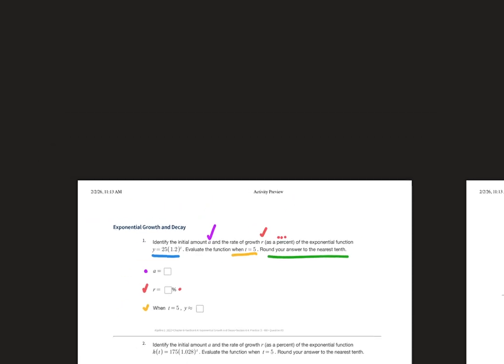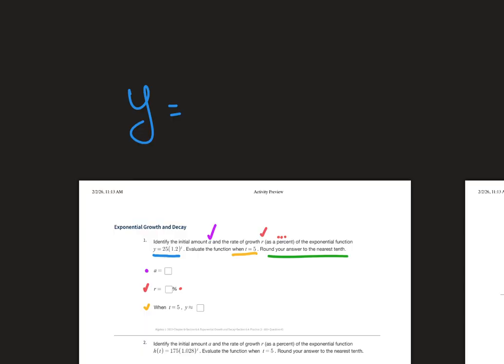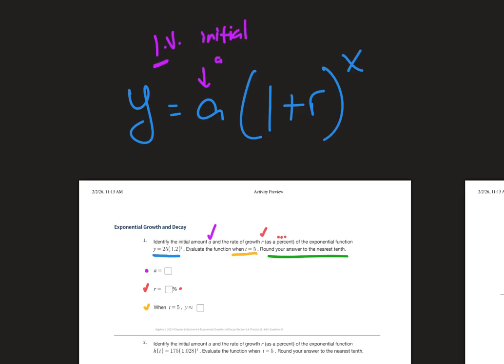If you saw the notes, if you remember the notes, and if you didn't see or don't remember the notes, let's check it out. This is kind of how we looked at an exponential growth or decay function. And we said that the initial amount is our A. I called it initial value at one point, and I abbreviated it with IV. But the idea is that the initial amount, the thing at the very beginning, is what A is.